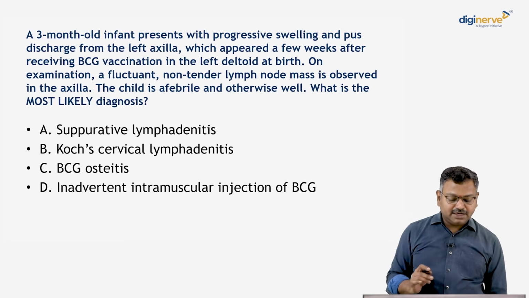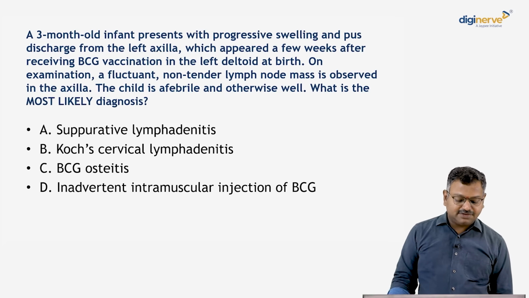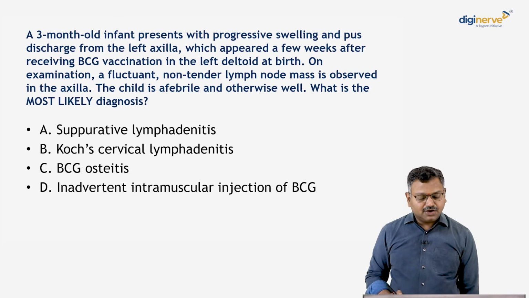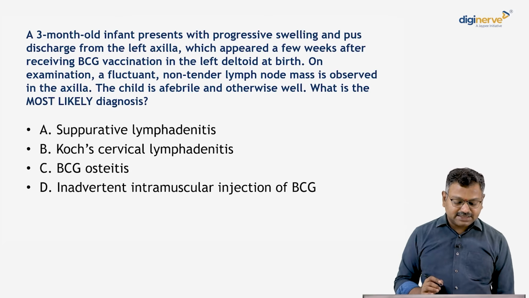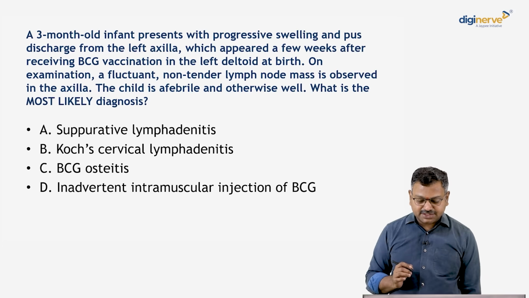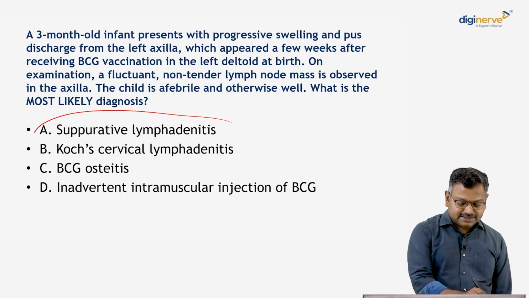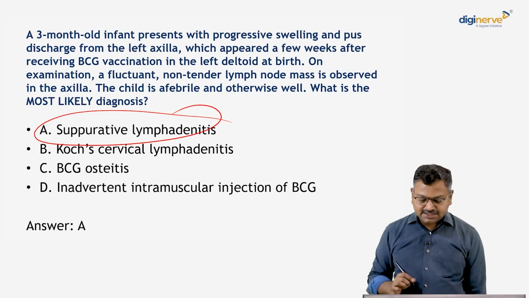A 3-month-old with progressive swelling and pus discharge in the left axilla a few weeks after BCG vaccination. On examination, you find a fluctuant non-tender lymph node. The child is afebrile and otherwise well. What is the diagnosis? Suppurative lymphadenitis, coxal lymphadenitis, BCG osteitis, inadvertent intramuscular injection. Now, this is one of the common side effects called suppurative lymphadenitis, which can come after BCG vaccination.